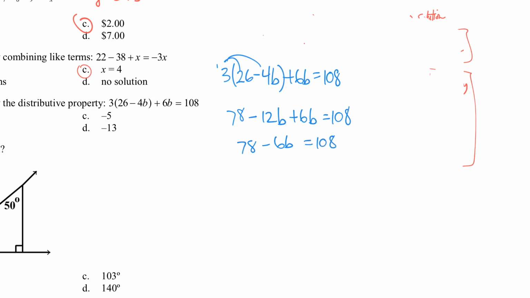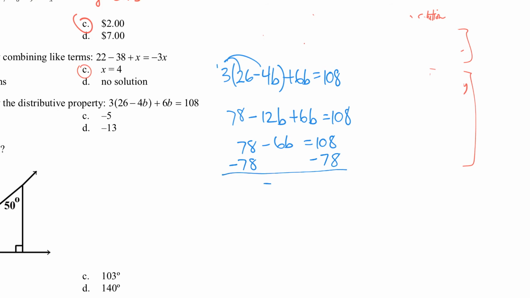This is the tricky one. Now look at this. When you see the negative, that has to do with the 6b. It has nothing to do with the 78. The 78 is positive, so I have to use the inverse of that. The inverse of that is negative 78. That's what tricks a lot of students right there.